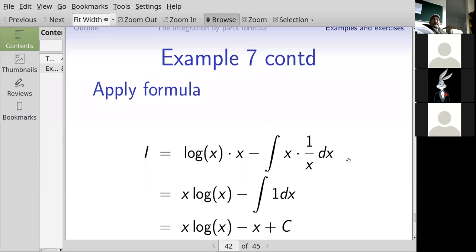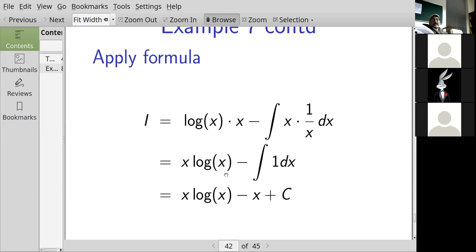The x and the 1 over x cancel. So this is x log of x minus the integral of 1 dx. The antiderivative of 1 is x. So that's x log of x minus x plus an arbitrary constant c. Got it, sir. Thank you.